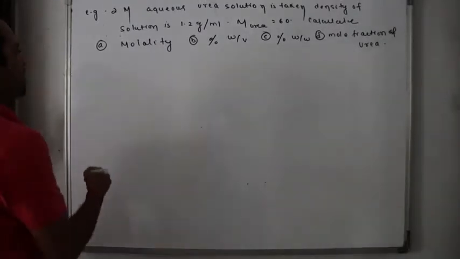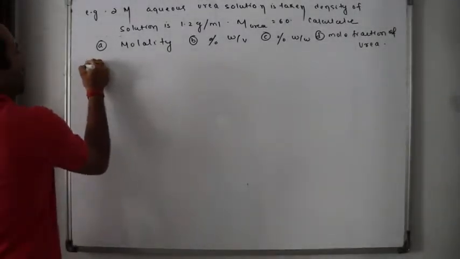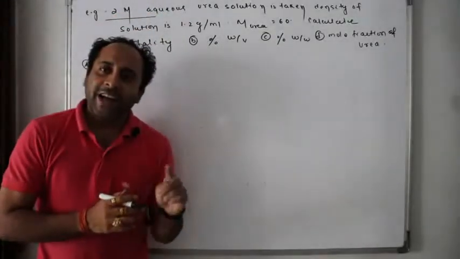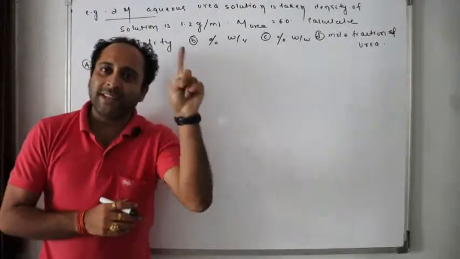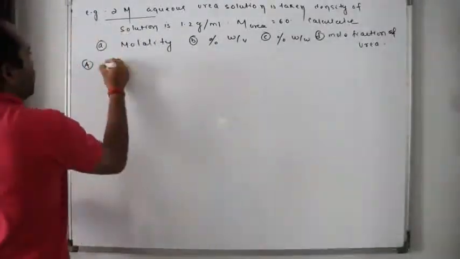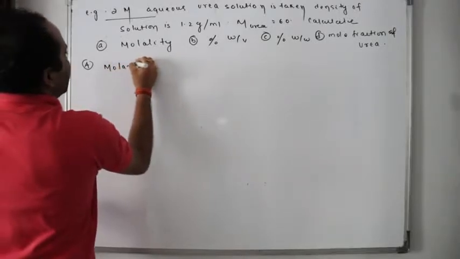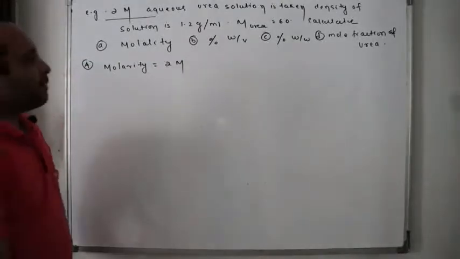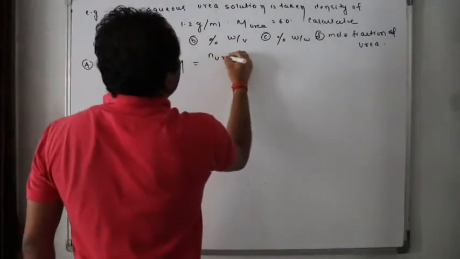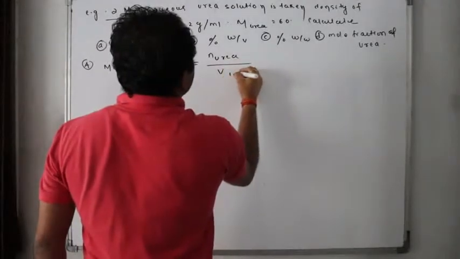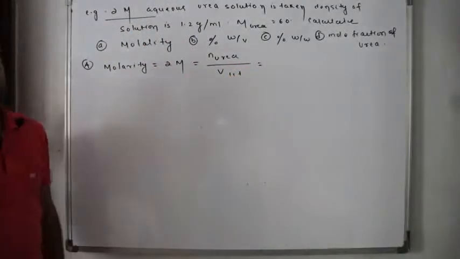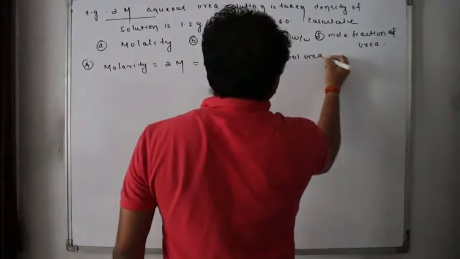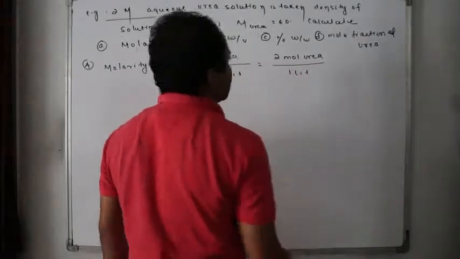Now, let me make this question more simple for you. They have given us 2 molar, isn't it? What do you mean by 2 molar? It means 2 moles present in 1 liter. Molarity is equals to 2 moles, isn't it? That means, it is number of moles of urea by volume of solution in liters. It means 2 mole urea in 1 liter solution.